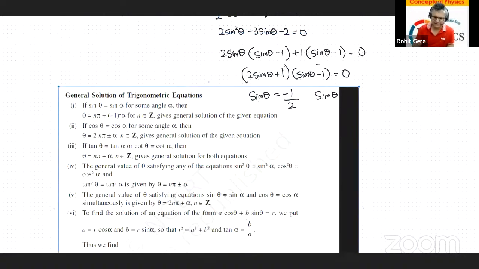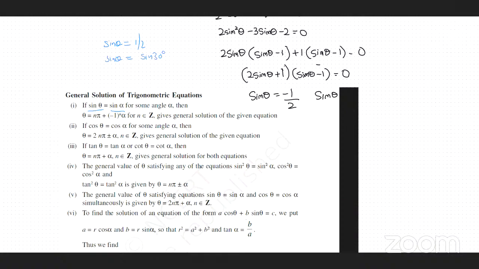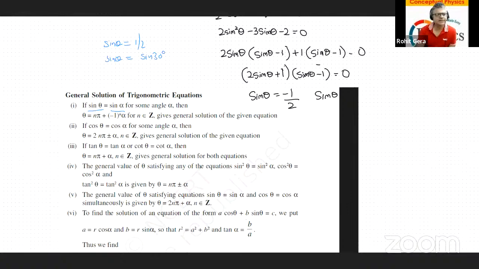If you find that sin theta is equal to sin alpha, for example, you get sin theta is equal to 1/2, then sin theta is equal to sine of 30, right? Correct. So what you have to write is theta. What are the angles at which theta gets the same value, which is half, sine theta? So theta will be written as n pi plus minus 1 raised to power n alpha, which is pi by 6.